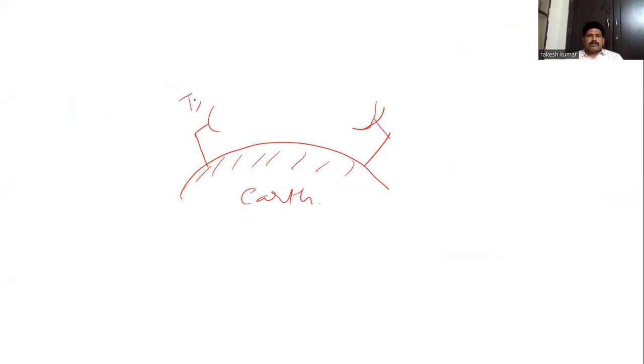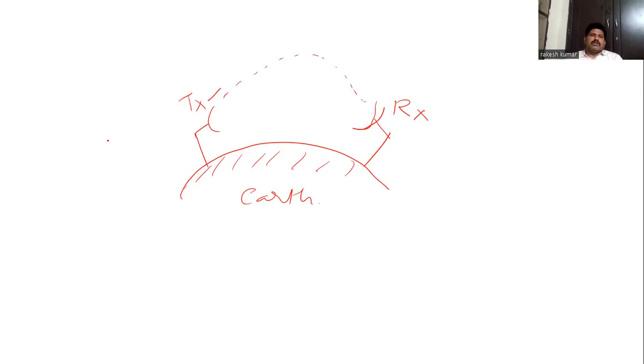Let us consider this is my earth surface. This is my transmitting antenna, and this is my receiving antenna. You are transmitting different signals from the transmitting antenna, and those signals are received by the receiving antenna.